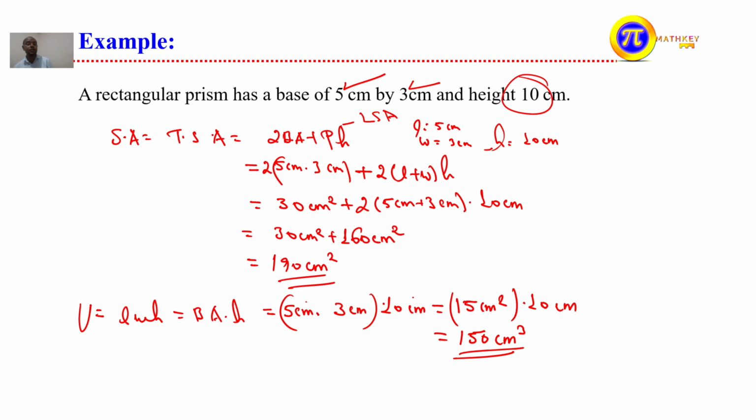So what we do is, we can find the total surface area, twice the base area plus the lateral surface area, or the perimeter times h, using this formula. The same as the volume, which is length times width times height. You have to apply this formula, and you get the result as we did here.